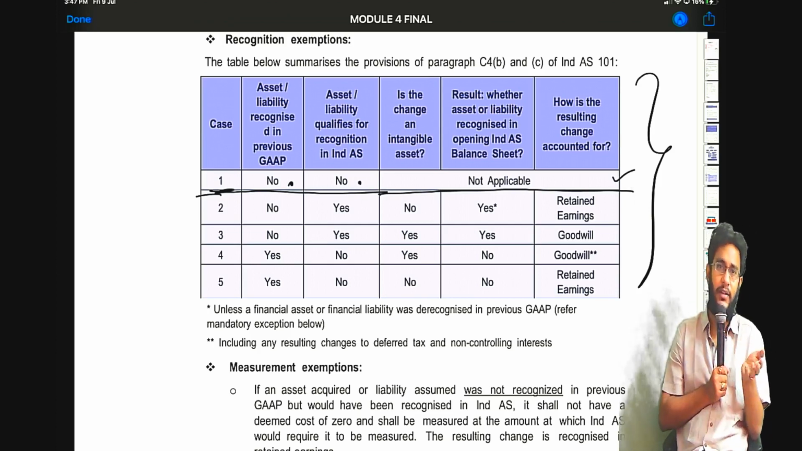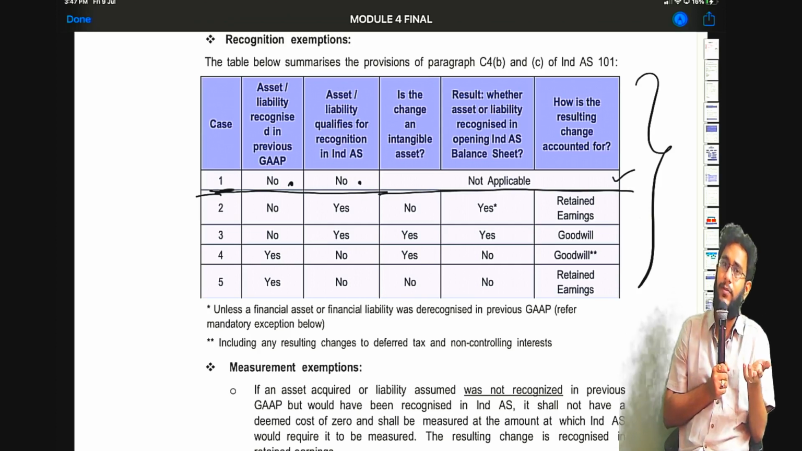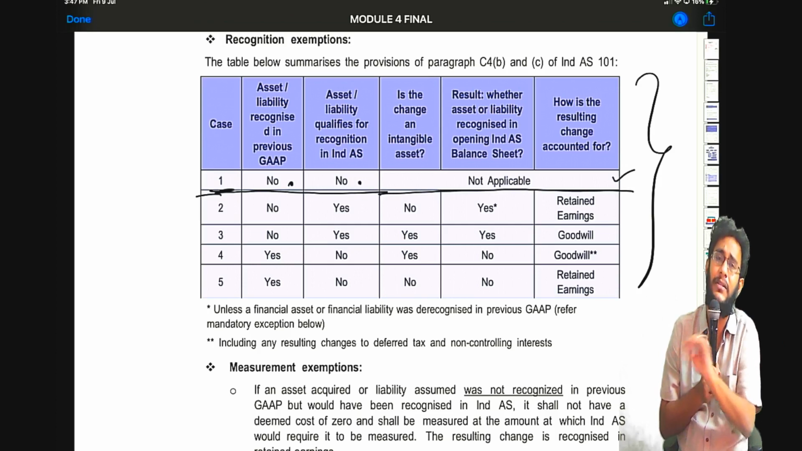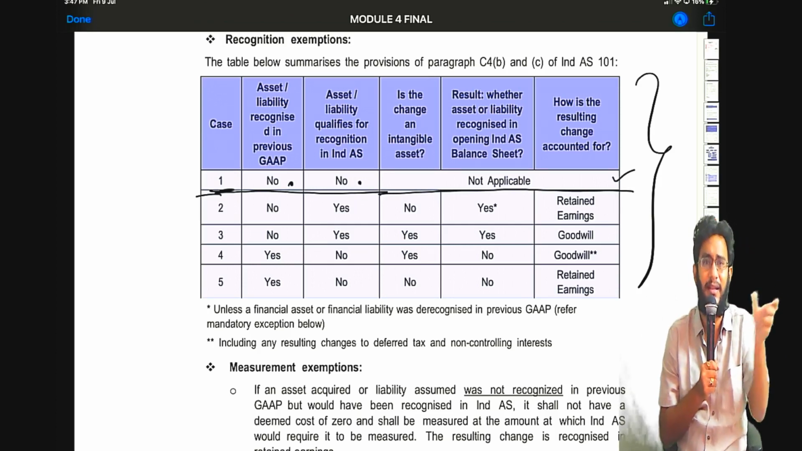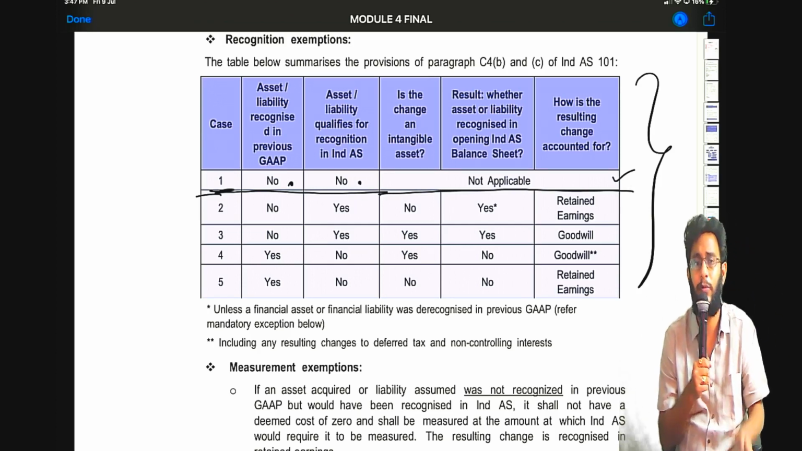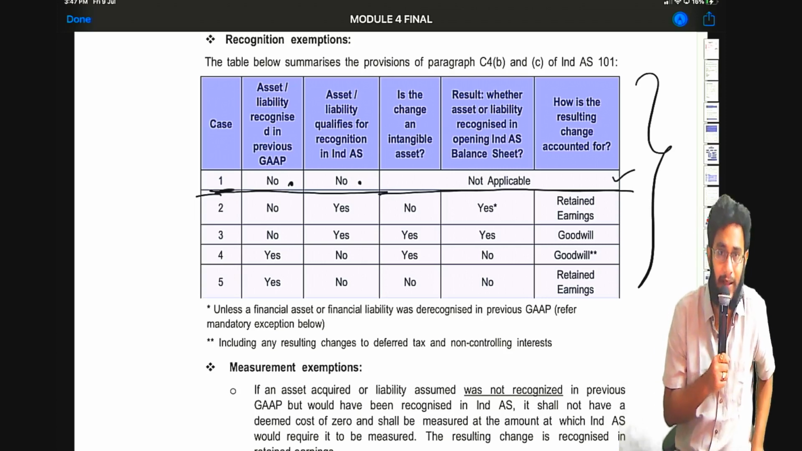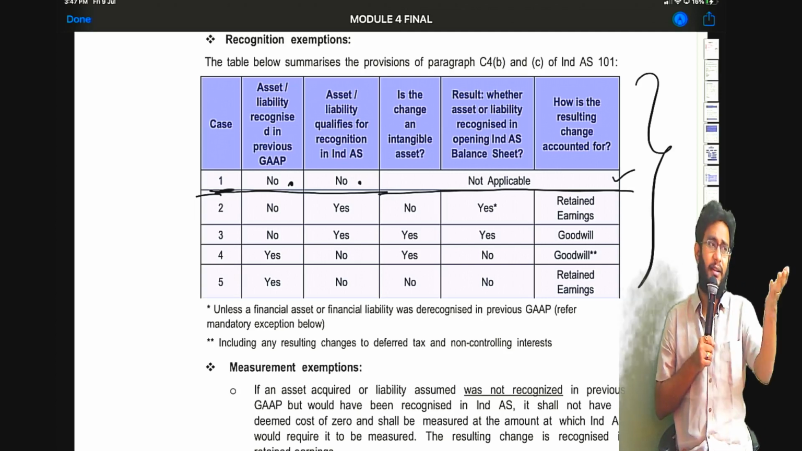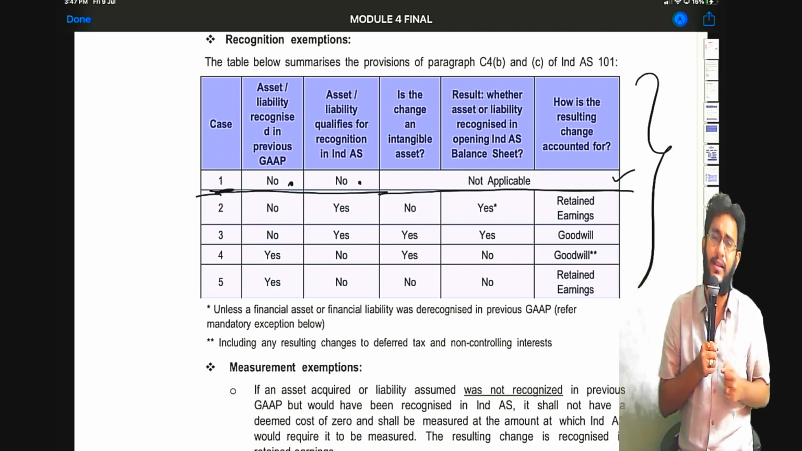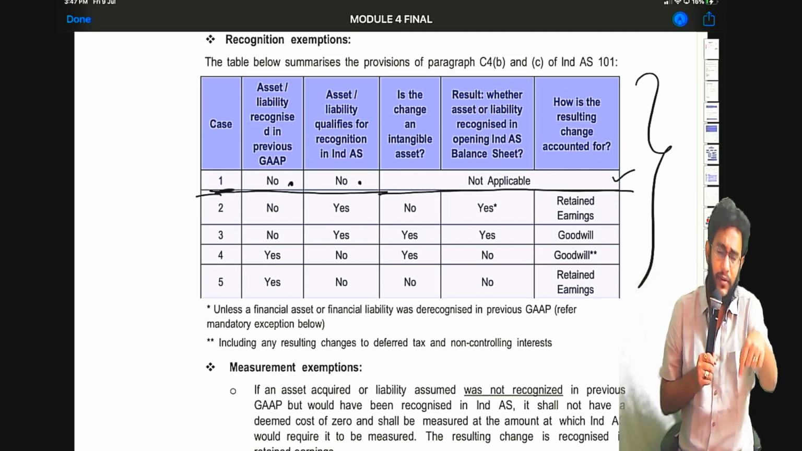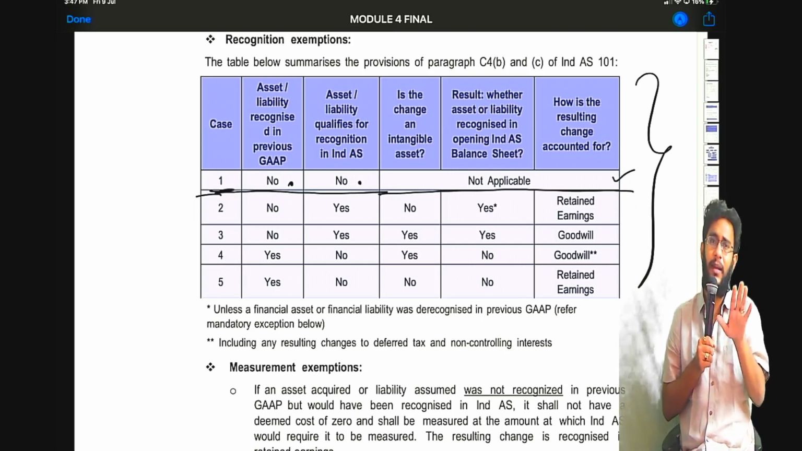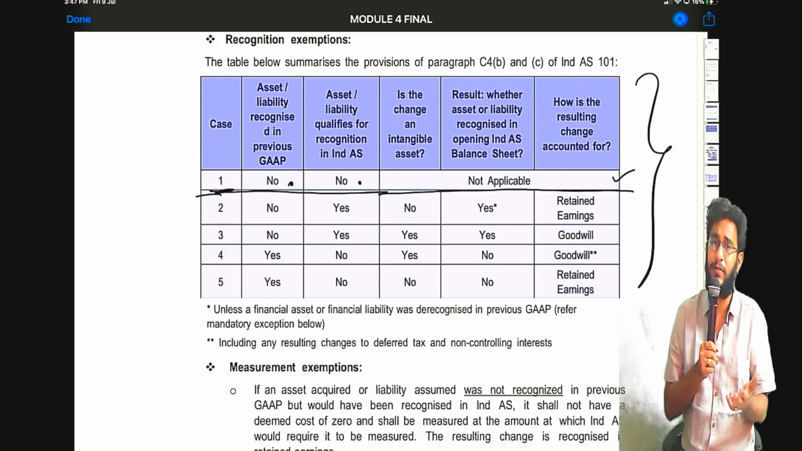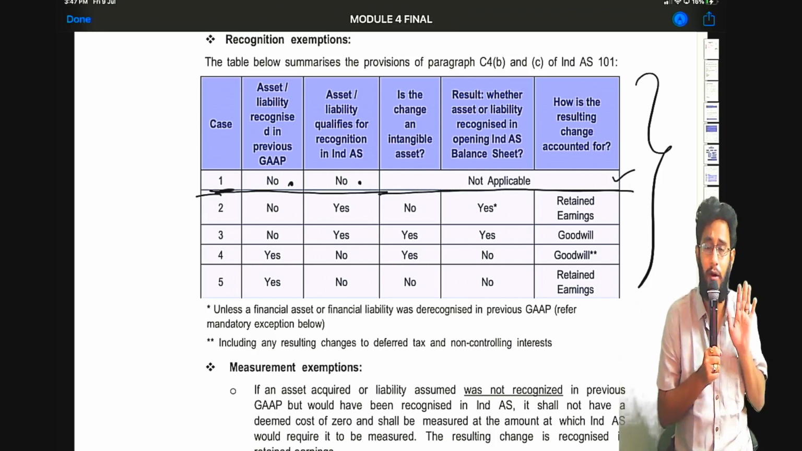I have given you exemption from what? From applying Ind AS 103 retrospectively. That exemption is there, but if in the past you have recognized something as an asset which is not an asset at all as per Ind AS, we cannot let it carry forward. You have to kill that. Similarly, a research asset is there in the acquired entity. You never recognized it as an asset. Now you have to recognize it. So whatever assets and liabilities have to be there or should not be there as per Ind AS, that much has to be followed on the transition date.